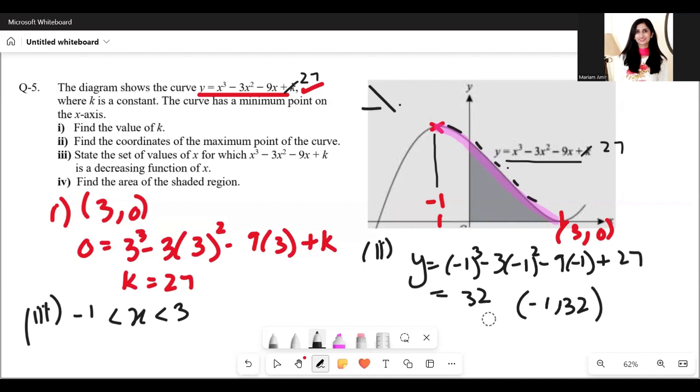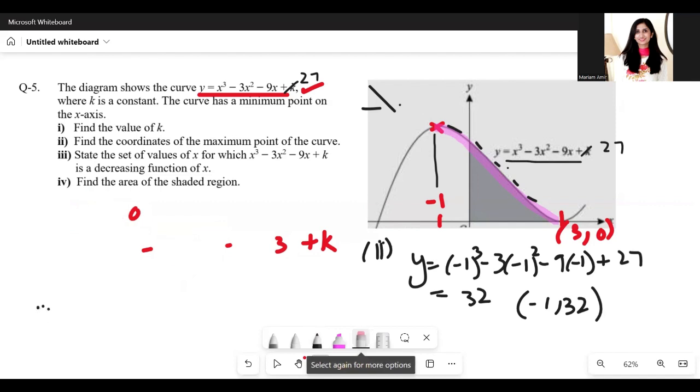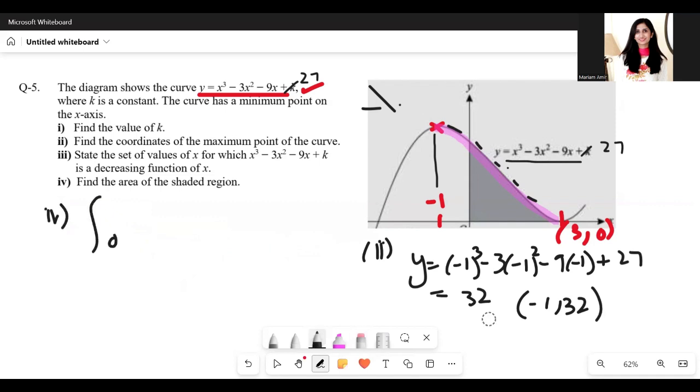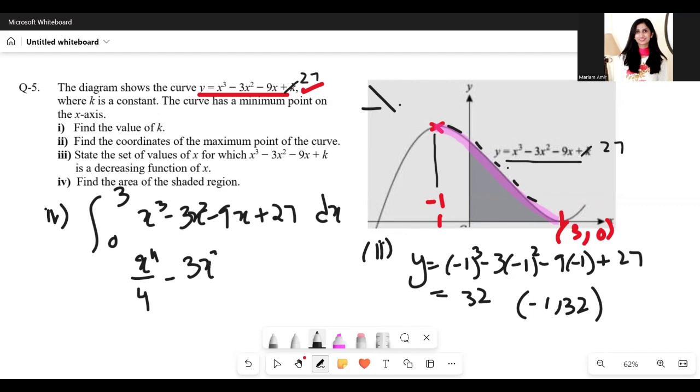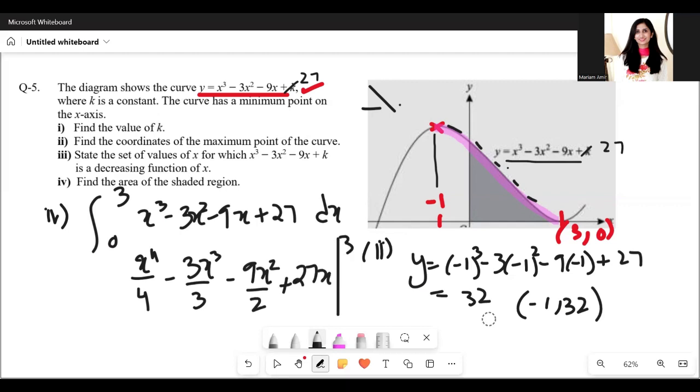Okay, find the area of the shaded region. So now we integrate finally. Part 4 is to integrate the curve between the limits 0 to 3. The curve is x cubed minus 3x squared minus 9x plus 27 dx. Integrating, we get x to the power 4 upon 4 minus 3x cubed upon 3 minus 9x squared upon 2 plus 27x. And now we substitute 3 and 0.